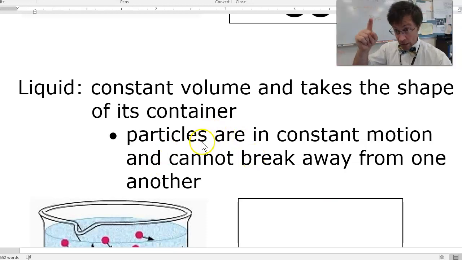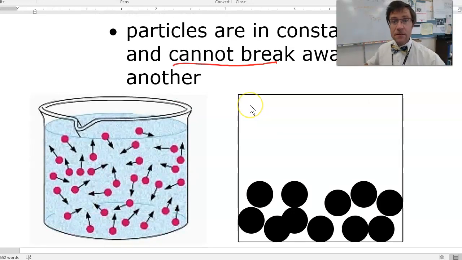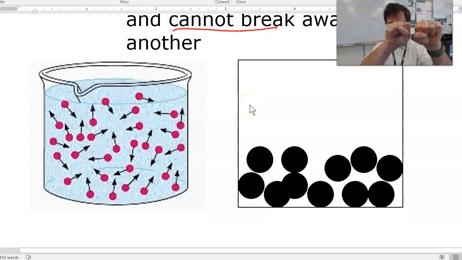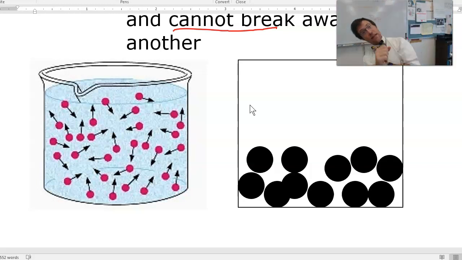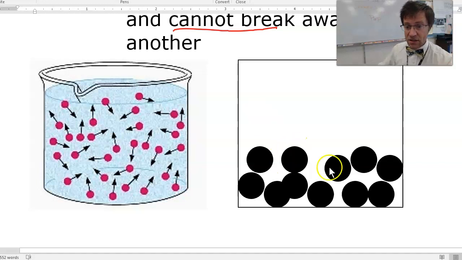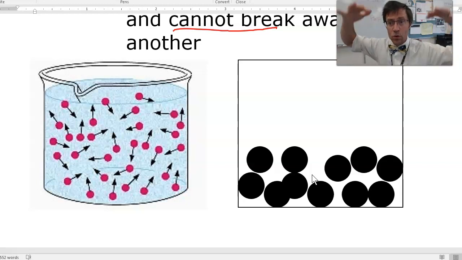On the particle level, the particles are in constant motion again, but they cannot break away from one another. The difference between the solid and the liquid is that the solid is locked, stuck right in place, but in a liquid, the particles can move and roll around past each other. If one comes over here, it can fall over down that way, but it still sticks. They all stick together, so the particle diagram for that looks like this. We've got little particles, kind of touching each other, but what's key here is that it fills the bottom of the container, because gravity pulls everything down, but they can't quite separate. You dig what I'm saying?